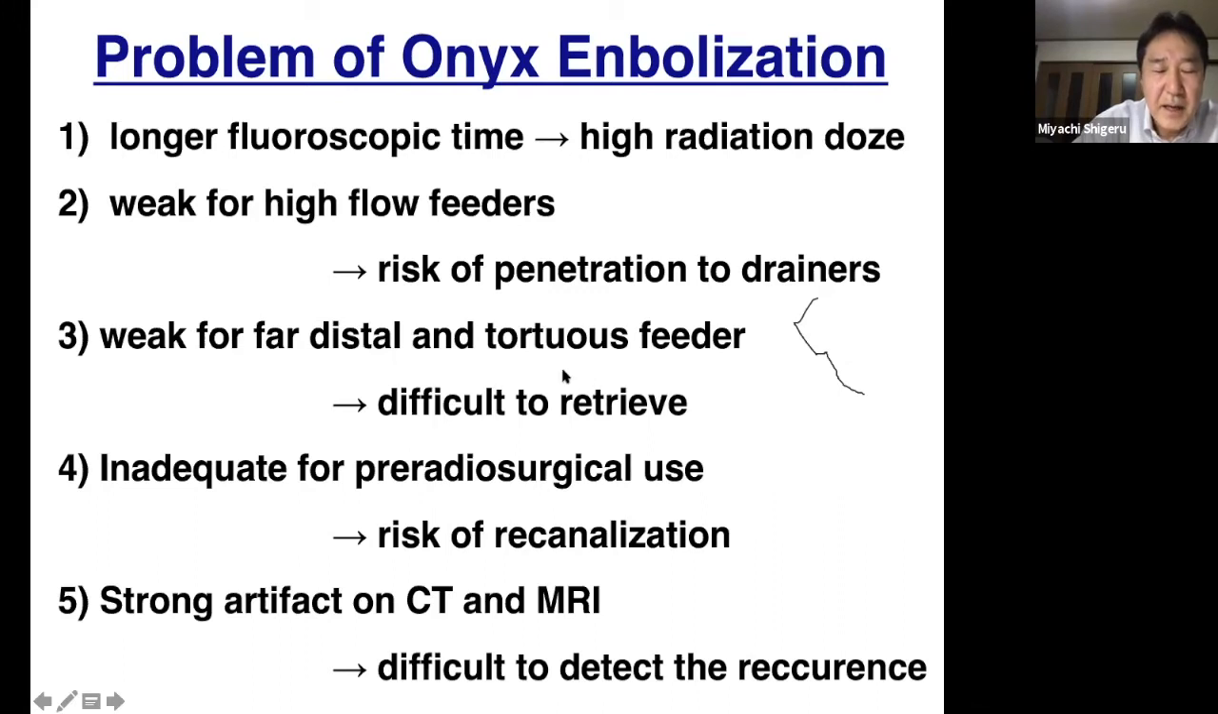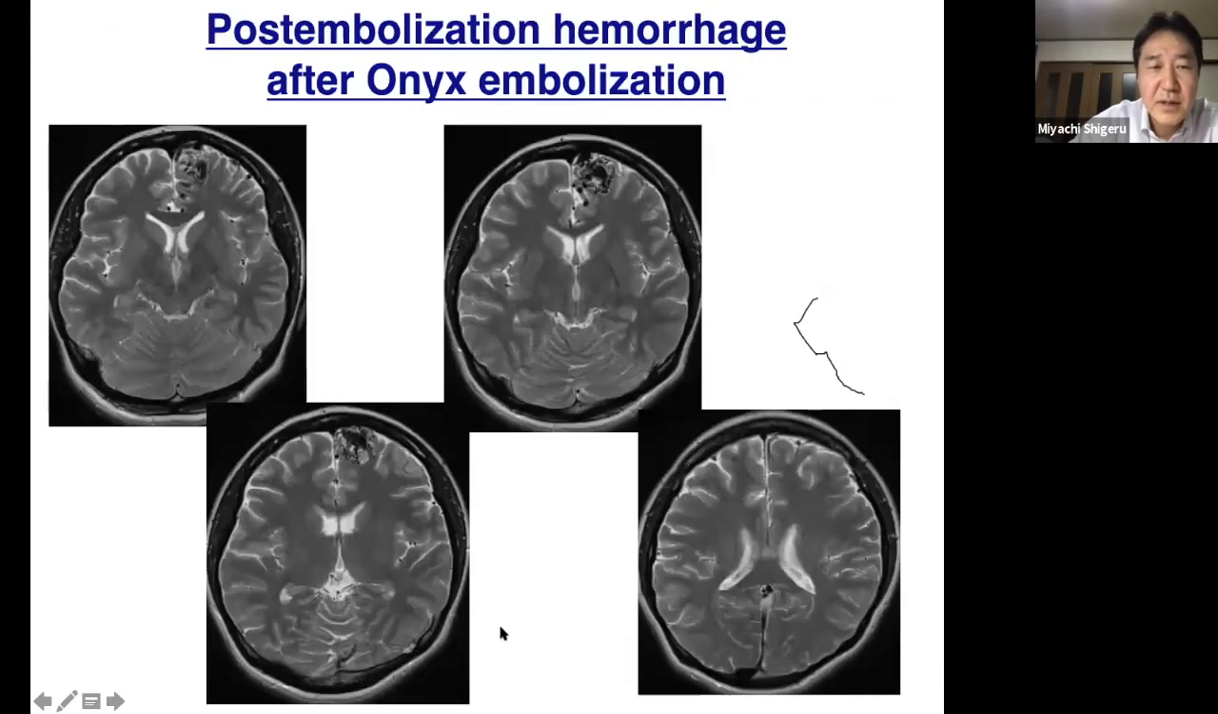Because in the glue embolization, we pull the microcatheter immediately after the reflux to the proximal side. We remove the microcatheter, but in Onyx embolization, firstly we make a plug, just surrounding the catheter tip. So that is sometimes very difficult to retrieve, and sometimes it can injure the feeders. Inadequate for pre-radiosurgical use, the risk of recanalization, and a strong artifact on CT and MRI, which makes it difficult to detect the recurrence.